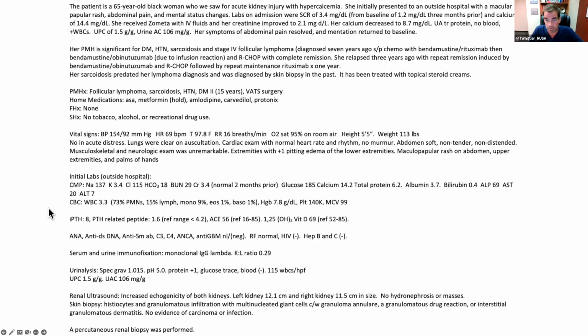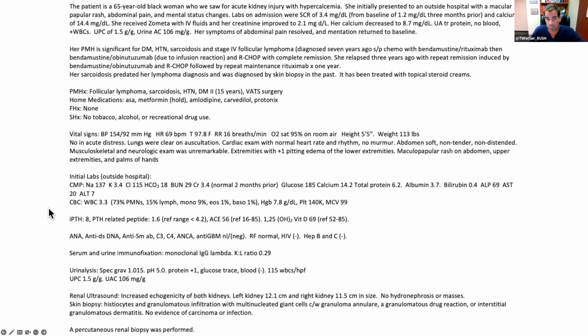Workup at that hospital included urinalysis, which had trace protein, no blood. There was pyuria. She had a urine PC of 1.5 grams and a urine AC of 106 milligrams. Her symptoms of abdominal pain had resolved, her mental status changes had improved, and she was sent to Rush because she had some prior care at Rush. Her prior care was mostly significant for her stage 4 follicular lymphoma. She also has a history of sarcoidosis, diabetes, and hypertension.